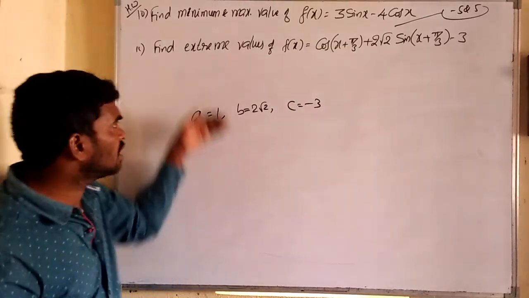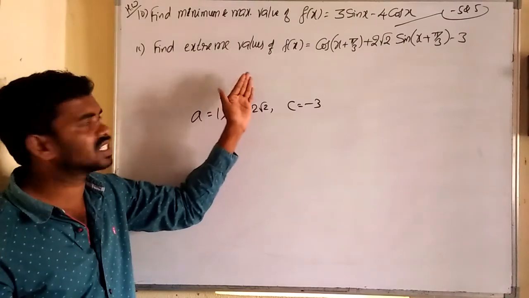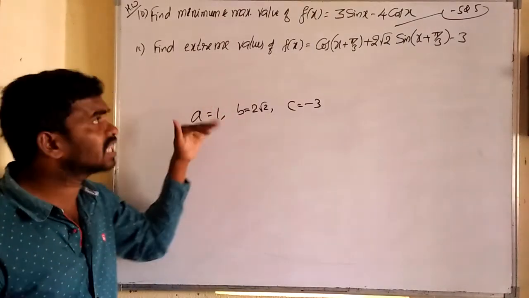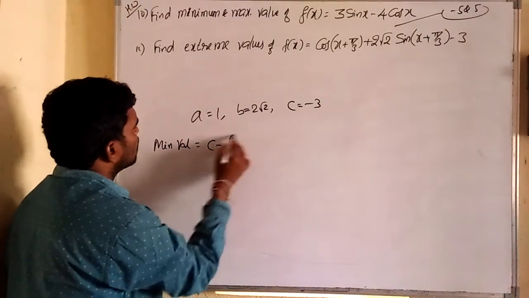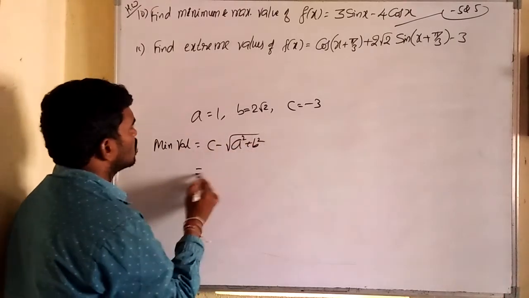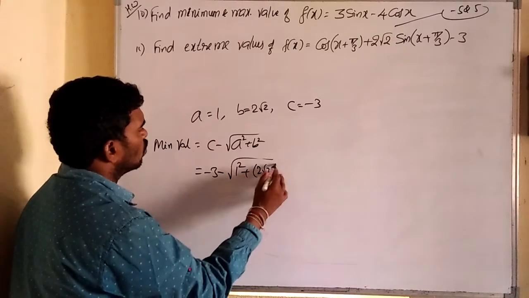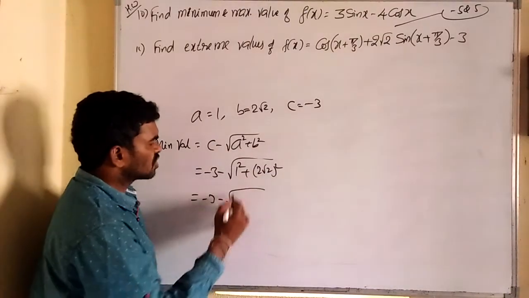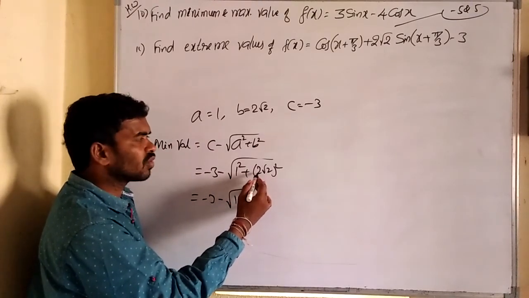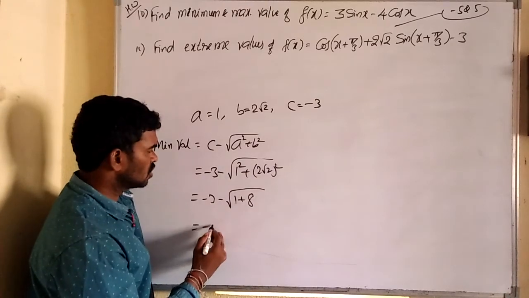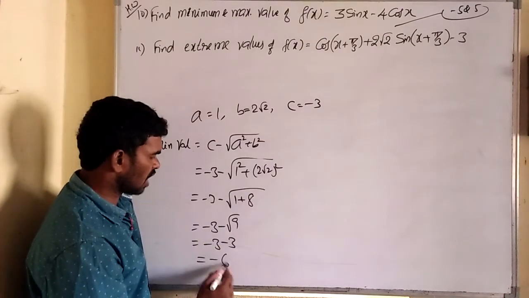Okay now, write in a specific order, as in the general form a cos x plus b sin x plus c, then a equal, b equal, c equal. If we write like that, next the minimum value. Minimum value formula: c minus root of a square plus b square. So what is c? Minus 3 minus root of, what is a? 1 square plus b, 2 root 2 whole square. So minus 3 minus root of 1 square means 1, plus 2 root 2 whole square means 4 into 2, 8. So minus 3 minus root 9. Root 9 means 3. Minus 3 minus 3 is minus 6.